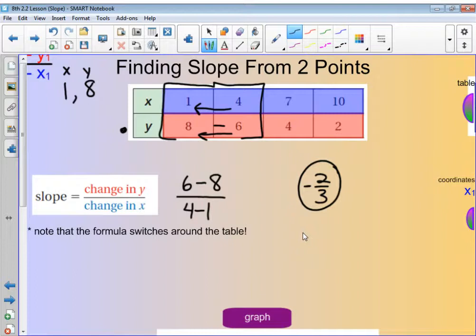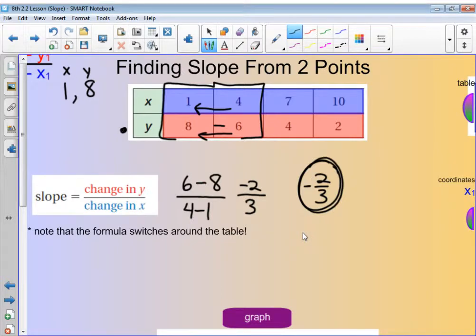So here, if I go through and subtract it out, 6 minus 8 is going to give me negative 2 over 4 minus 1, which is 3. So notice, this time I had the negative in front of the 2, but I told you before that one negative makes the whole fraction negative. So we still are going to end up with this negative 2/3.